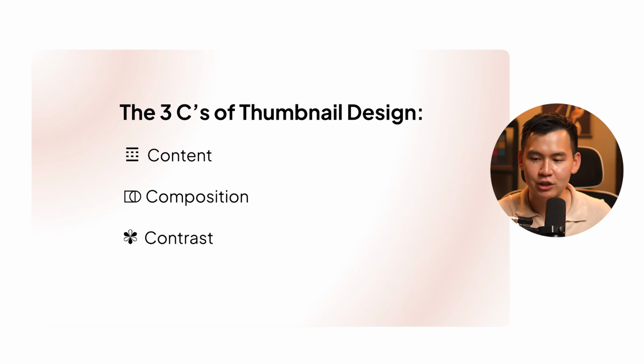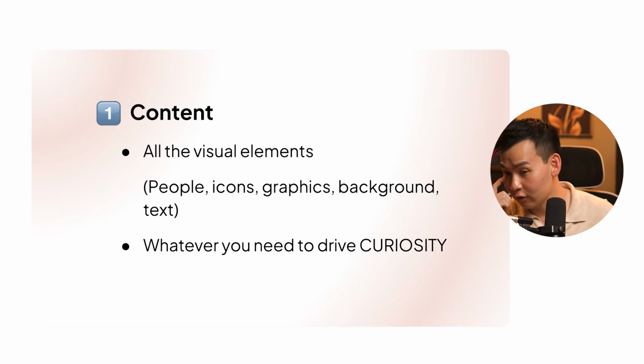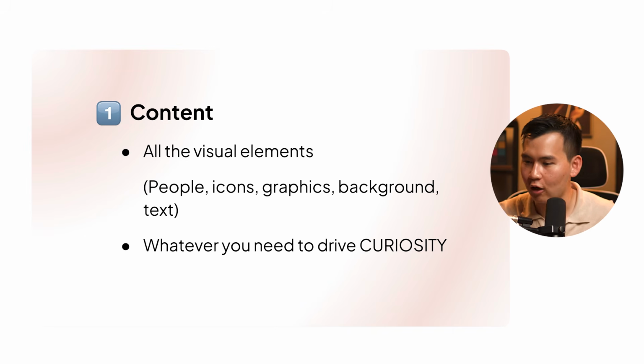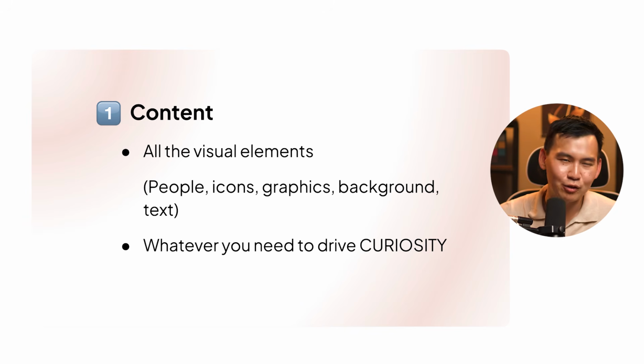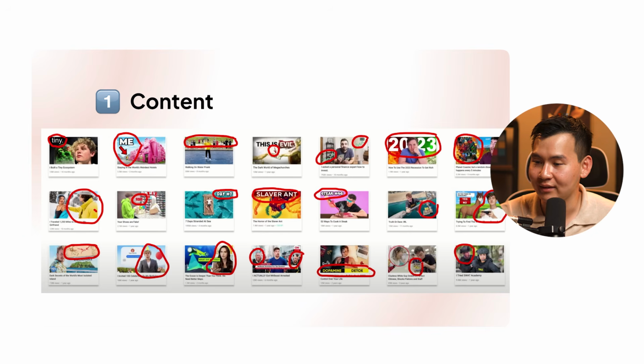It's content, composition, and contrast. So content is all of the visual elements. So the people, the icons, graphics, background, text, and it's whatever you need to drive curiosity. So the content is anything that you see here, right? All of the text, all of the people and whatnot. I've just circled all of them here.